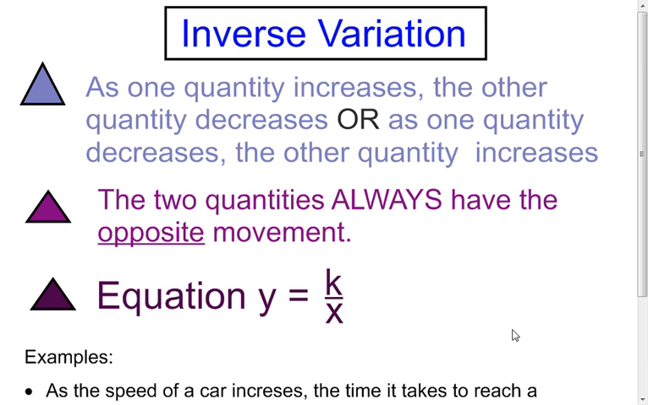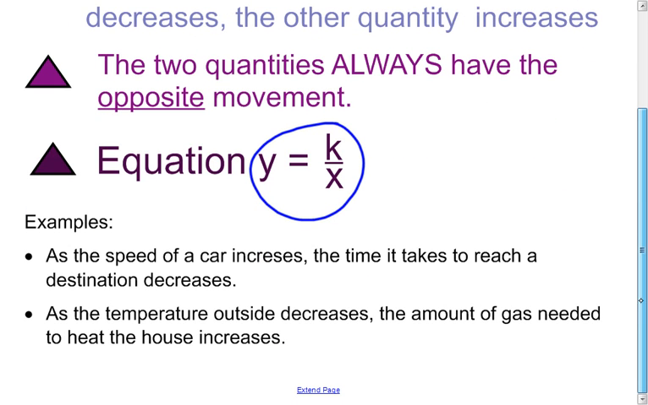Your basic equation or your basic function you're going to use is this, although obviously you will have different variables in your particular situation. Some examples would be this. As the speed of a car increases, the time it takes to reach a destination decreases. So if speed increases, time decreases. They're moving opposite directions. As the temperature outside decreases, the amount of gas you need to heat the house increases. Again, they move opposite directions.